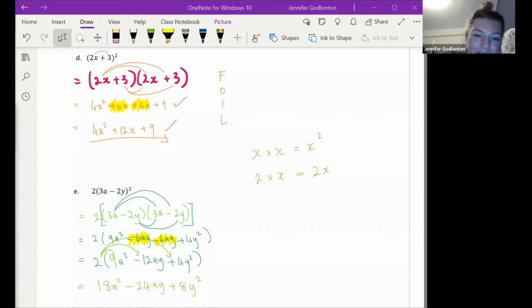Guys, the 4y came from the negative 2y times the negative 2y. That was 4y.